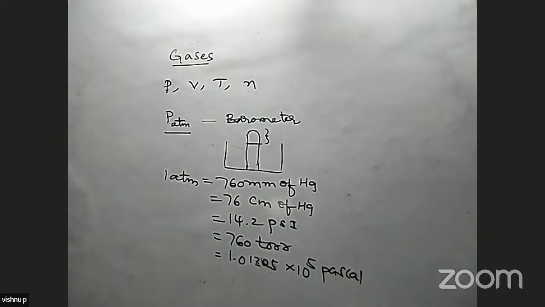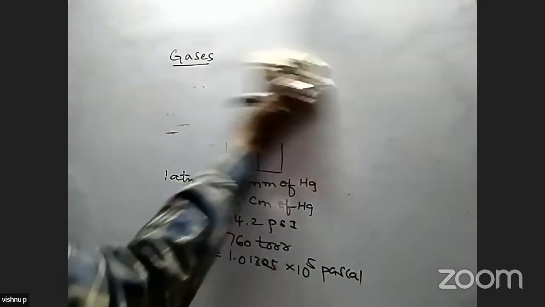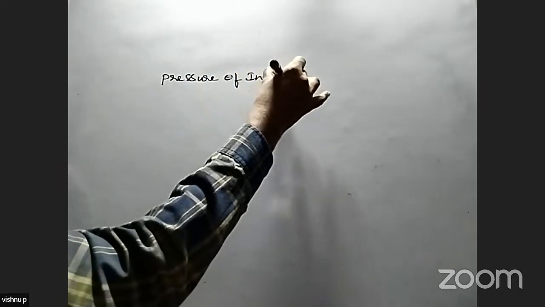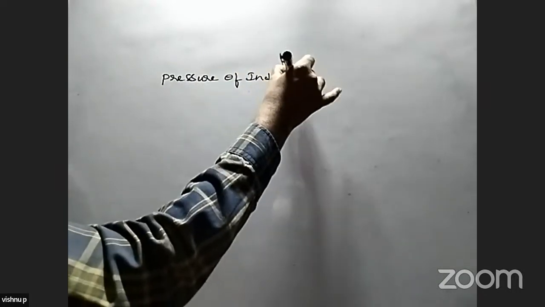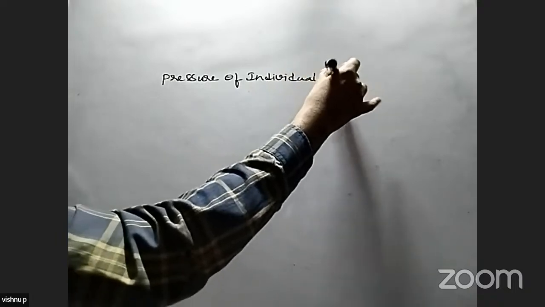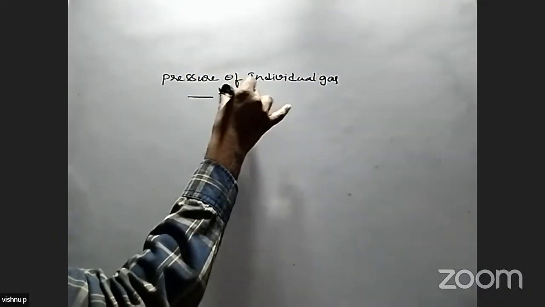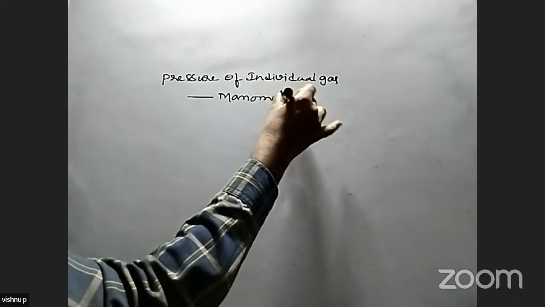So the pressure of a mixture of gases can be calculated by a barometer, but how do we calculate the pressure of an individual gas? The pressure of an individual gas, or a separate gas from that mixture, can be calculated by using a manometer.